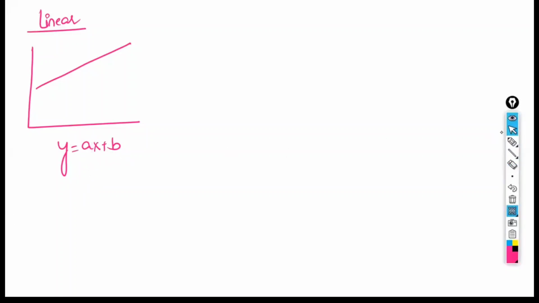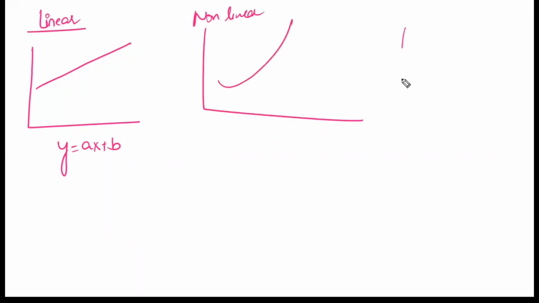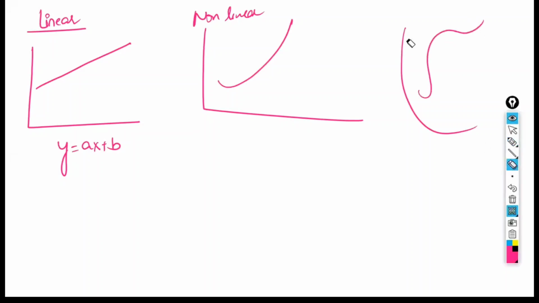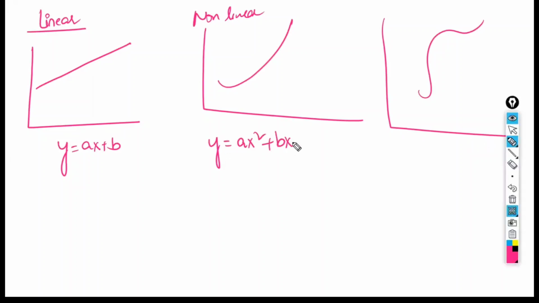Whereas non-linear, apart from the straight line, any curve like this or a curve like this comes under non-linear. This all comes under non-linear. Non-linear examples are y is equal to ax square plus bx plus c. This is one of the non-linear lines, which is a quadratic line. And we have y is equal to ax cube plus bx square plus cx plus d. This is also a non-linear line, which is a cubic line.